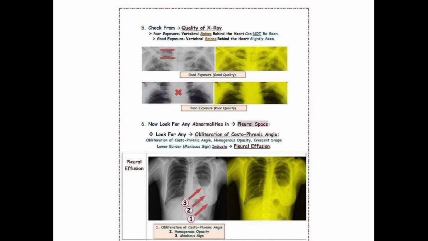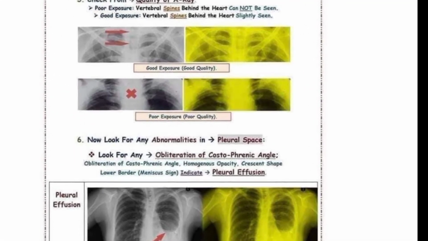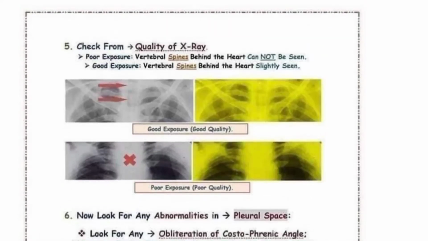Then check the quality of the X-ray. Poor exposure: the vertebral spine behind the heart cannot be seen. Good exposure: the vertebral spine behind the heart is slightly seen.